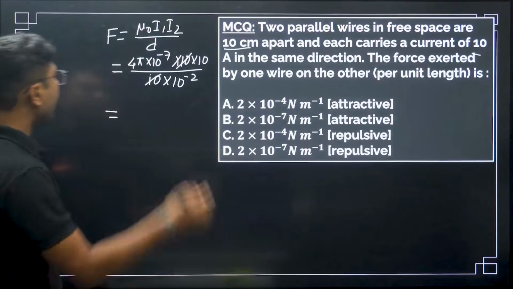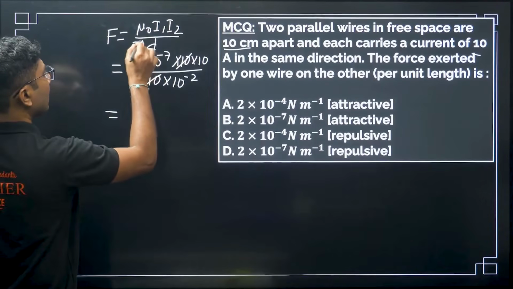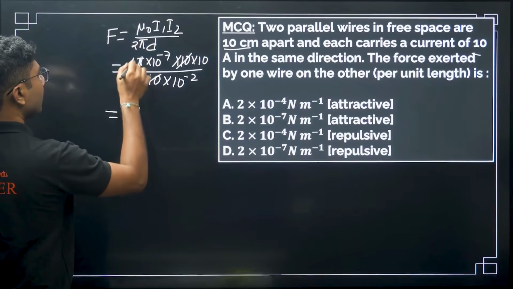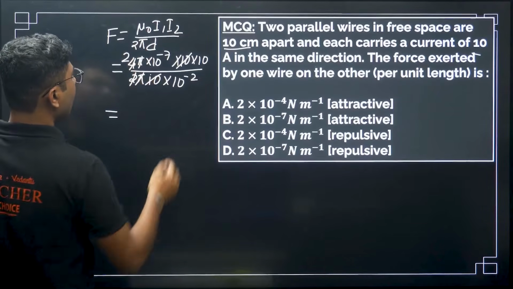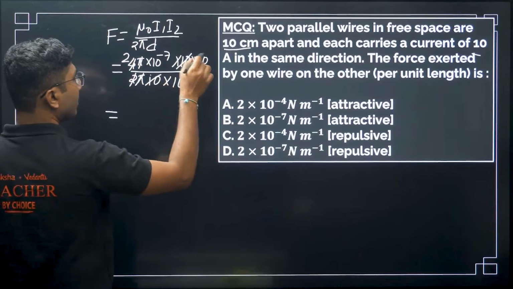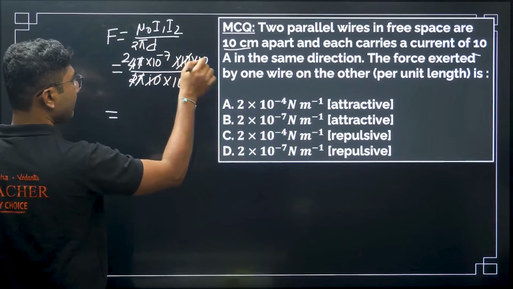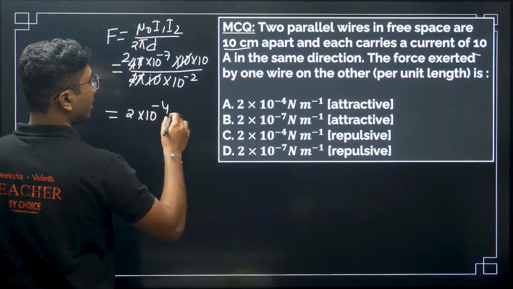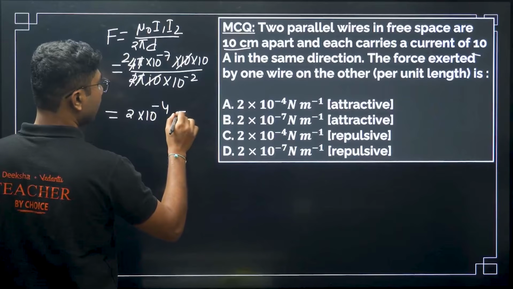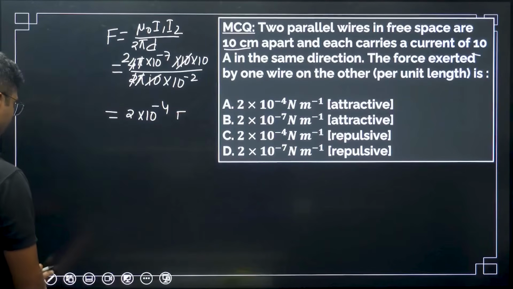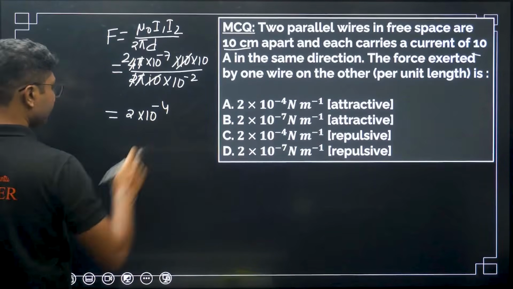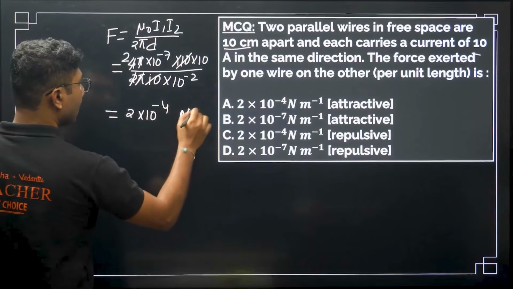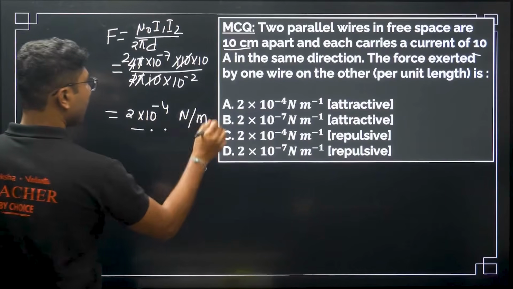So here also we have to apply this 2 pi, and 2 pi means pi cancels, we get 2 over here, and 10 to the power of minus 7, minus 2, minus 5, minus 4. So 2 into 10 to the power of minus 4 Newton per meter. Per meter is coming because we are trying to find the force per unit length. So that is why Newton per meter is coming.